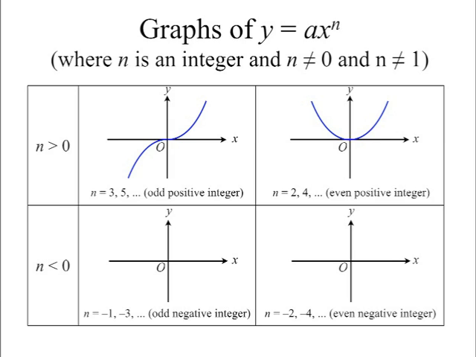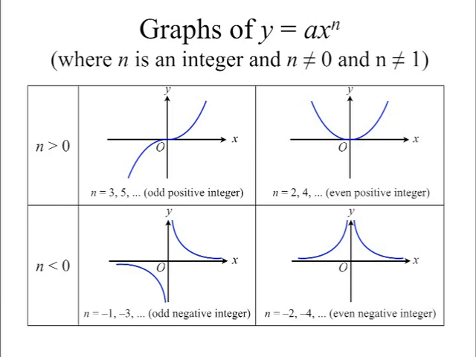When n is less than 0, an odd negative integer, it will look like this. And when n is an even negative integer, it will look like this. Now again, a reminder, these are the sketches when a is positive. Now let's have a look at how the sketches will look when a is negative.